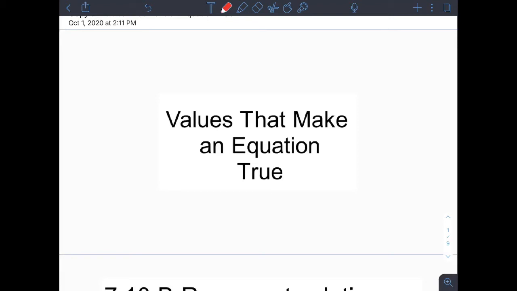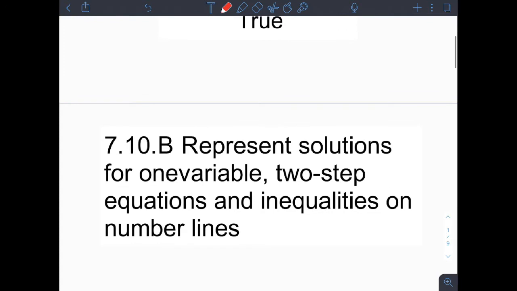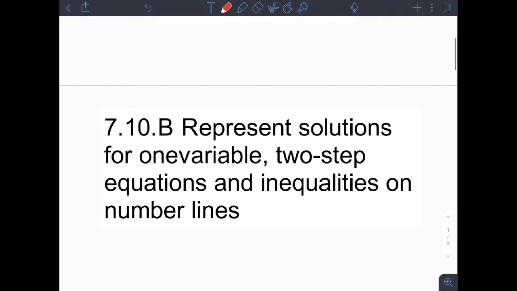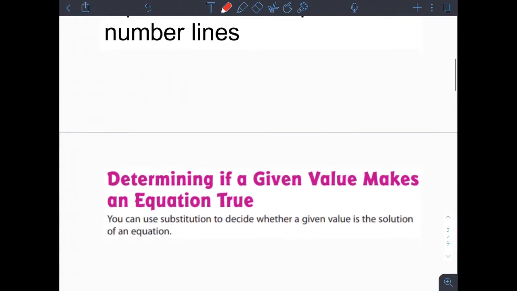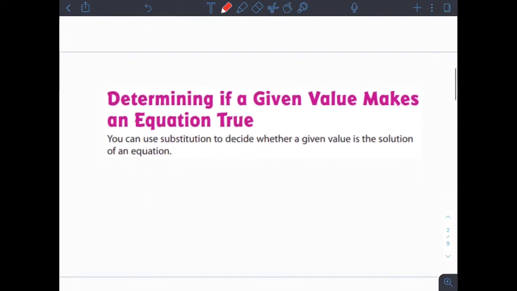So today we'll be working with values that make an equation true. We'll continue to work with the same technique that we've been working with since Monday. It says 7.10b represents solution for one variable two-step equations and inequalities on number lines. This is very similar to what we've been working on, except that now they will be giving us a solution and we have to check to see if it makes our equation true or not.